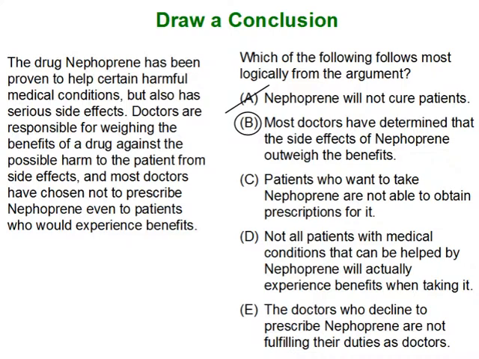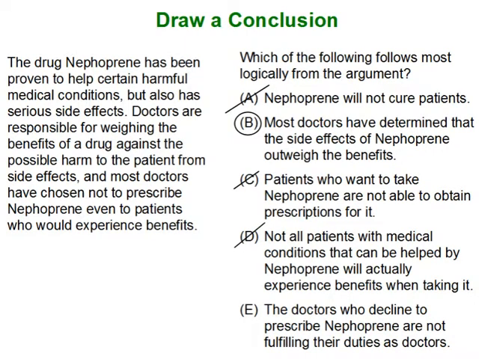With answer choice C, we have no idea whether these people are able to obtain it or not. This might be true, it might not. Either way, this isn't the conclusion of the argument. And the same goes for D. It might be true that not everyone can be helped by it. That's true of most drugs. However, that's not the conclusion of this argument.